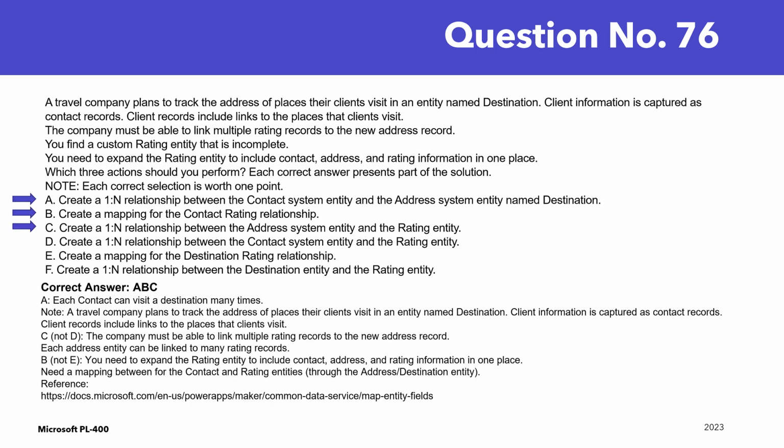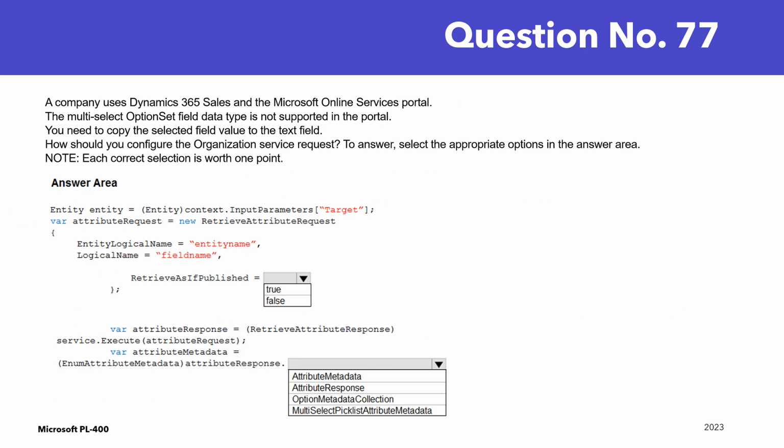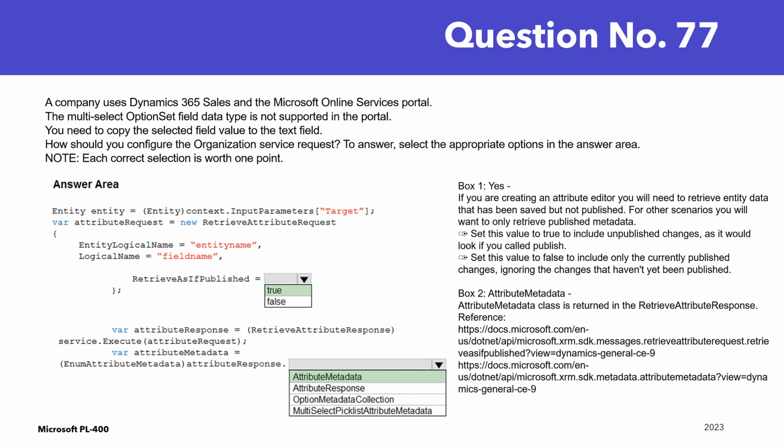A company uses Dynamics 365 Sales and the Microsoft Online Services portal. The multi-select option set field data type is not supported in the portal. You need to copy the selected field value to the text field. How should you configure the organization service request? To answer, select the appropriate options in the answer area. Note, each correct selection is worth 1 point. Correct answers: True. Attribute metadata.